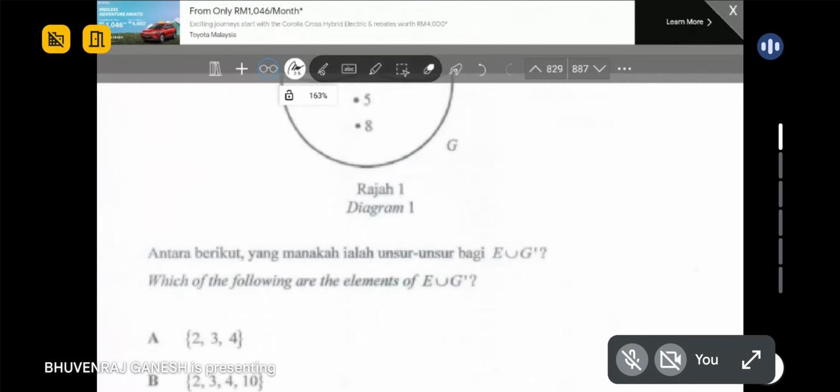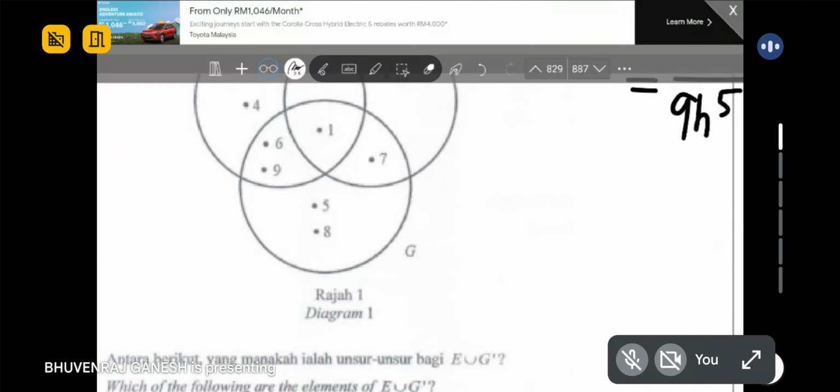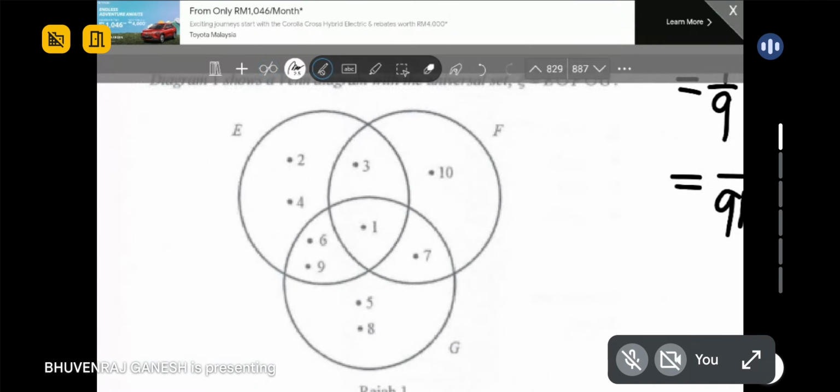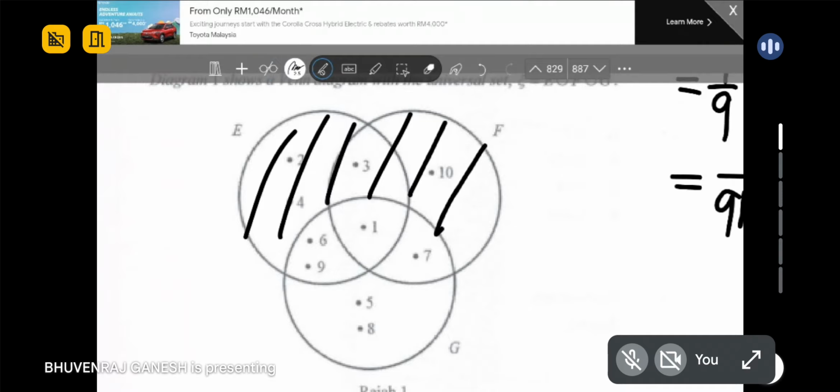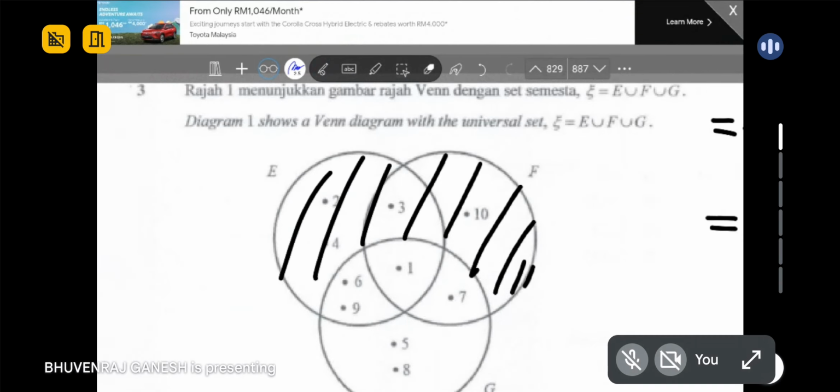Question 3. So for question 3, they ask you E union G prime. Kesatuan. Okay, so for G prime, semua yang ni kan di luar bulatan G. Other than G is G prime. And then union with E. So union dengan E.